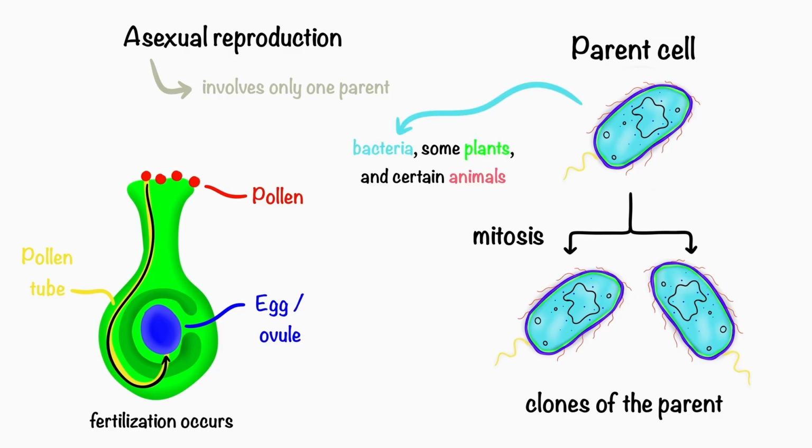Many organisms reproduce asexually, including bacteria, some plants, and certain animals. For example, bacteria simply divide in two, with each new cell being a clone of the original. Now that we understand the basic differences, let's consider why these two strategies exist. Each has distinct advantages that make it beneficial in particular circumstances.